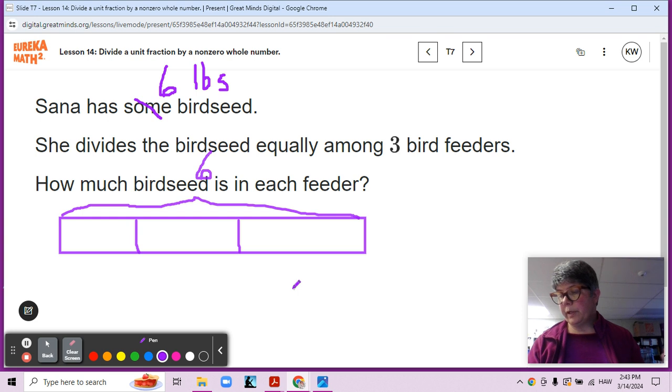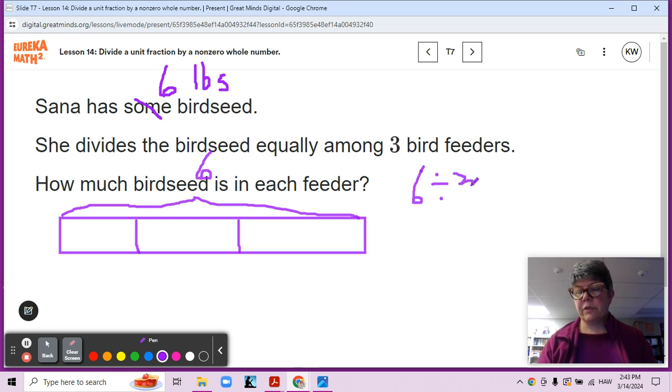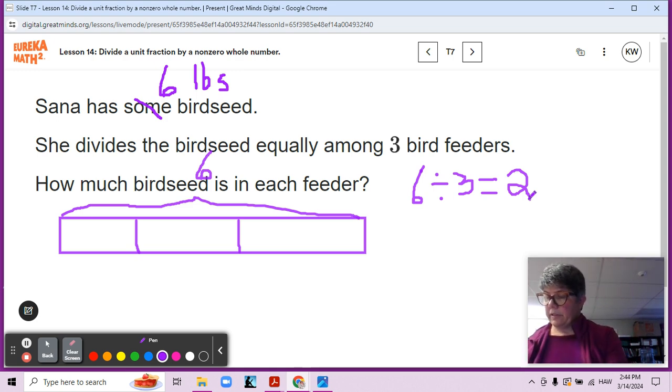Okay? Do we know the value of each part? 6 divided by 3 is 2, right? So 6 divided by 3 is 2. So that means that each bird feeder has 2 pounds of birdseed, right? And what does the 2 represent? It represents the number of pounds of birdseed, the amount of birdseed that's in each feeder.